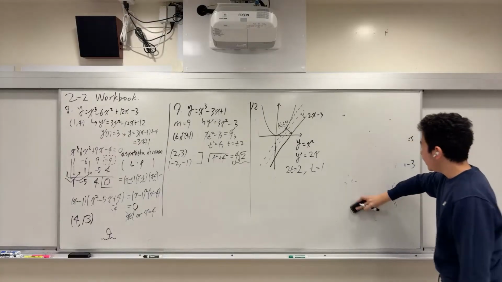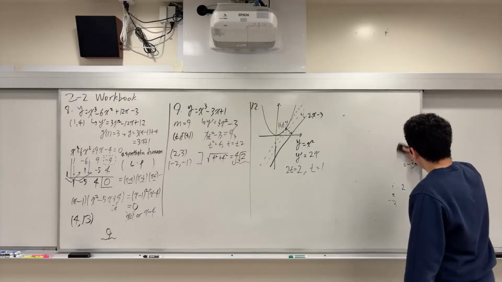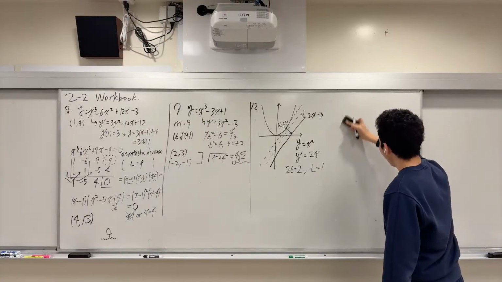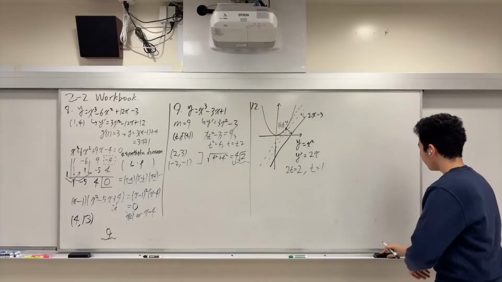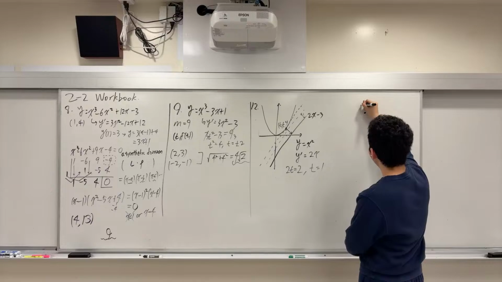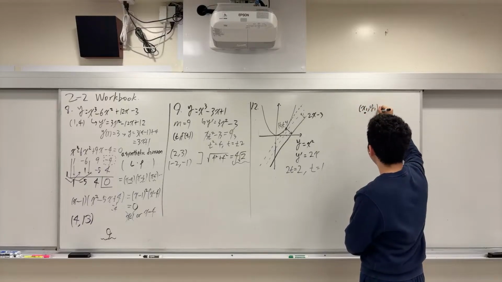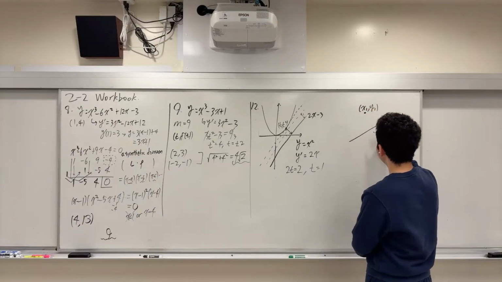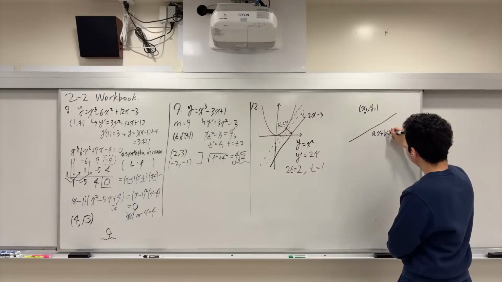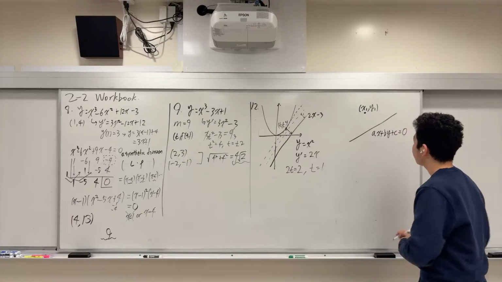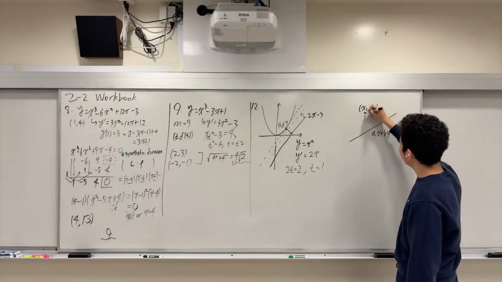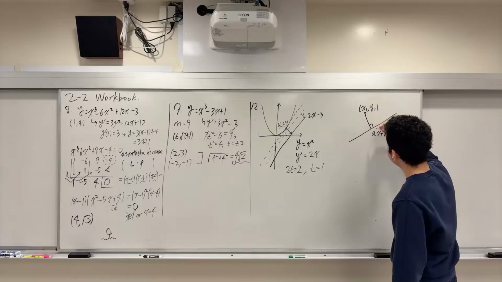The distance between a line and a point. Let's call this point (x1, y1), and let's call the line in standard form ax plus by plus c equals 0. Now, the way that you actually prove this is that it's going to be perpendicular to this line.